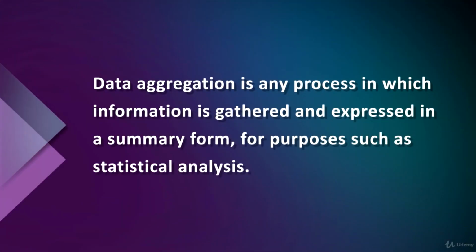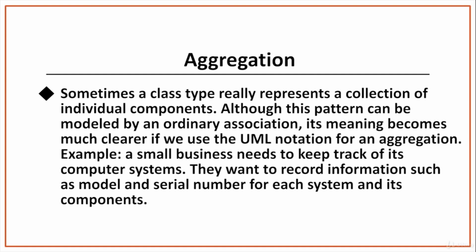Data aggregation is any process in which information is gathered and expressed in a summary form for purposes such as statistical analysis. A common aggregation purpose is to get more information about particular groups based on specific variables such as age, profession, or income. Sometimes a class type really represents a collection of individual components. Although this pattern can be modeled by an ordinary association, its meaning becomes much clearer if we use the UML notation for an aggregation.